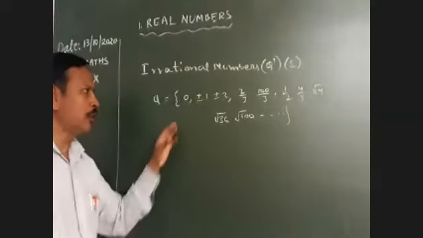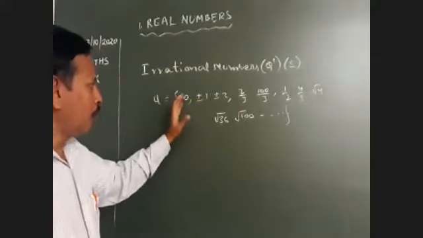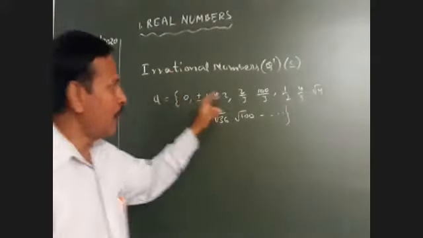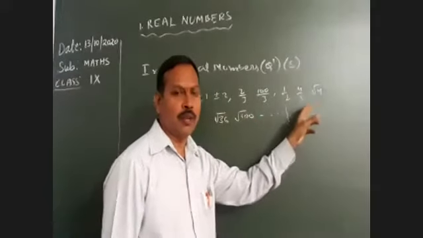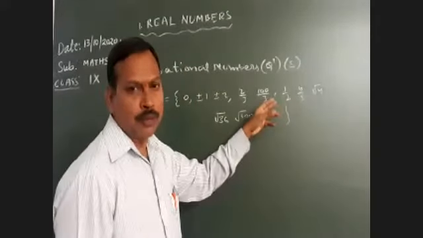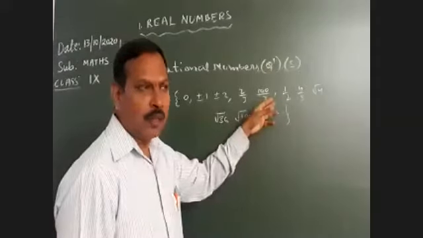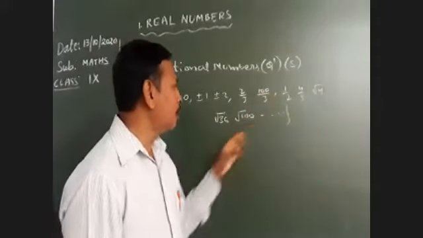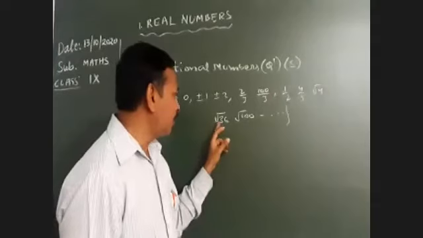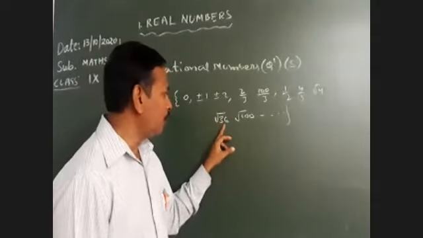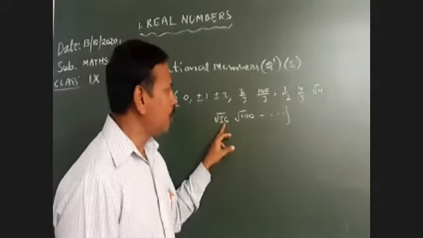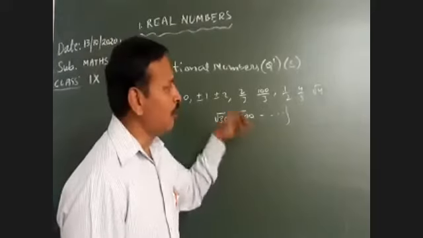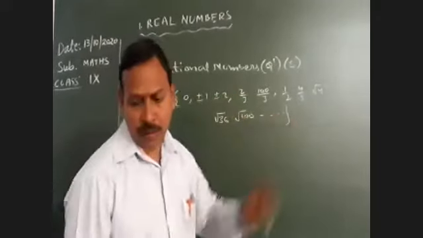You have to once again check here: 0, positive numbers, negative numbers, all types of fractions. In the fractions we have proper, improper, mixed, like fractions. What are unlike fractions? All these come under rational numbers. And at the same time, root 36. What is the value of root 36? 6. So 6 is a rational number. Root 100, 10 is a rational number. So these are all rational numbers.